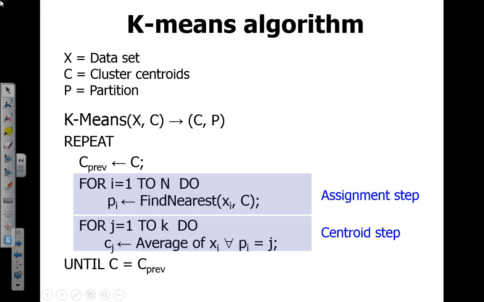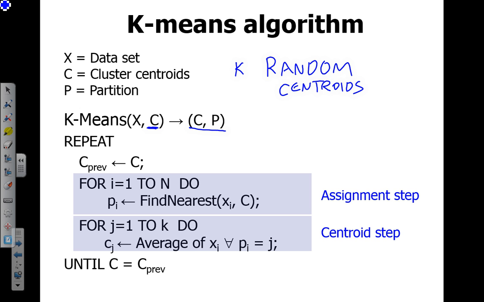So K-means algorithm is a two-step process. For a given input solution, first you may notice that we need to have some initial solution. And this is typically the selection of K random data points and setting them as the centroids to start with. And the output is an improved set of centroids and the final partition, the nearest centroid for each data point.